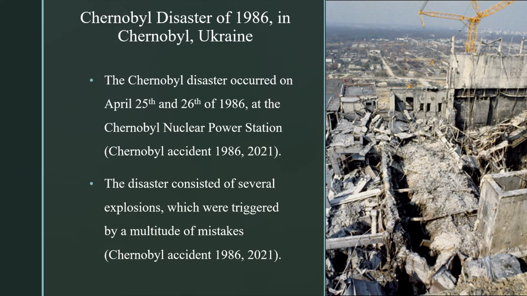The Chernobyl disaster of 1986 occurred on April 25th and 26th at the Chernobyl nuclear power station. The disaster consisted of several explosions which were triggered by a multitude of mistakes.